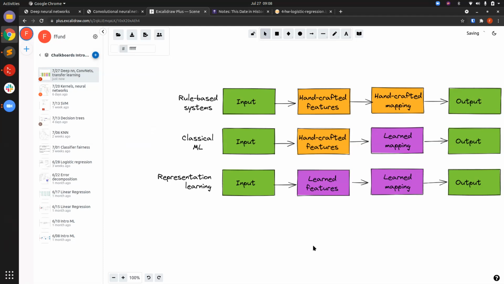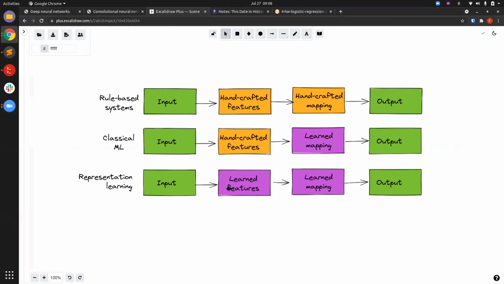So we have this fabulous evolution where we started with handcrafted features and handcrafted mapping. Then we move on to handcrafted features with learned mappings, using these classical machine learning methods. And then we have neural networks, where we can learn the features and also learn the mapping. Then the question is, where do you go from there?